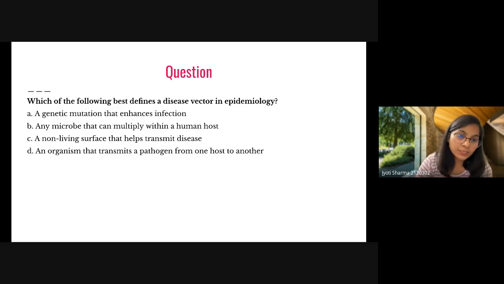Ipsmita gave me the answer: an organism that transmits a pathogen from one host to another. And yes, I agree with this option. So this is just like that mosquito. Whenever I say that the mosquito is just the carrier of any parasite that will give a human infection, then this carrier is the disease vector, which will transmit a pathogen from one host to another host.